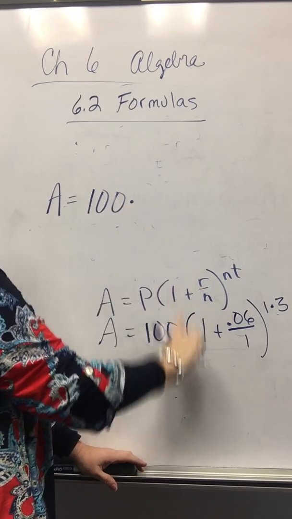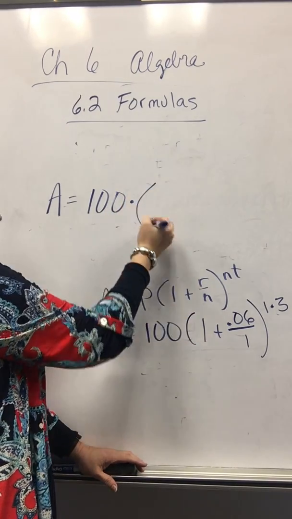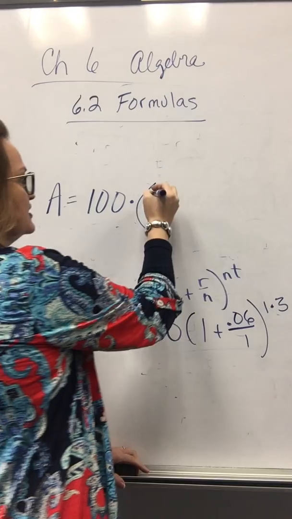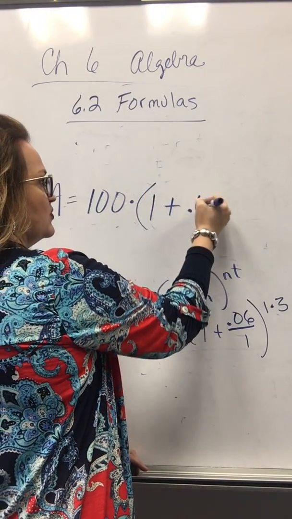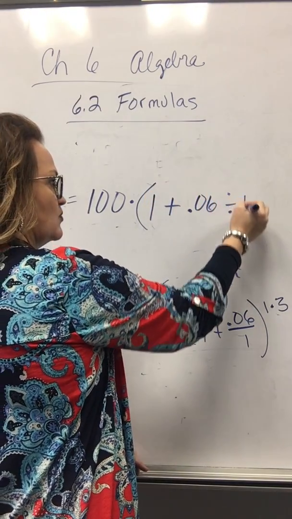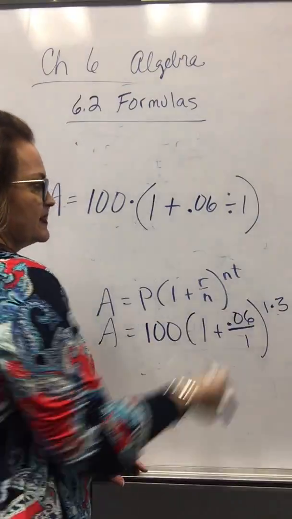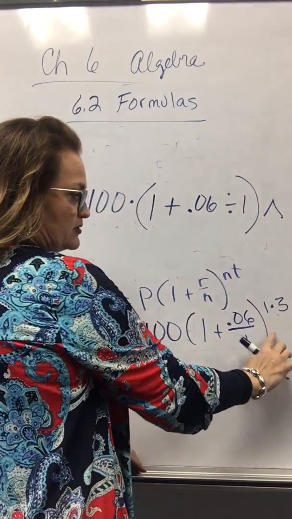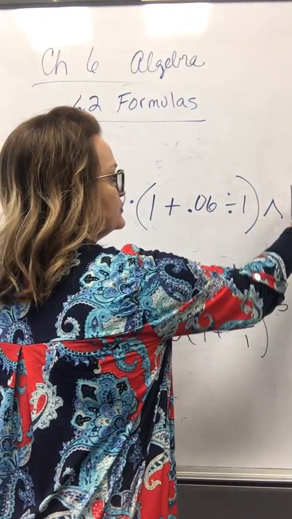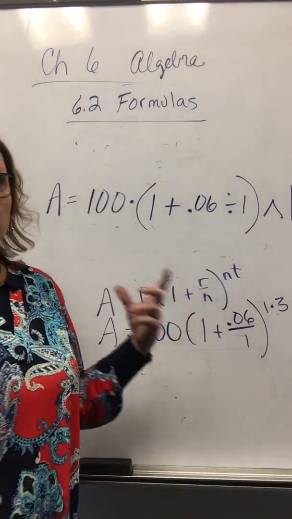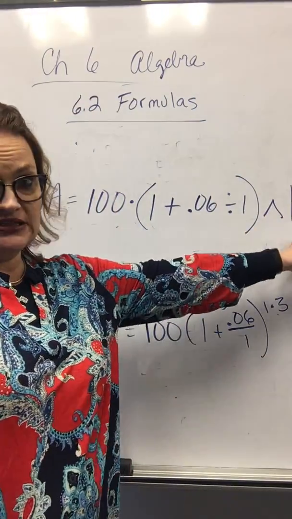Some calculators require you to put the times sign there and some do not, so you have to check yours. Then you do 1 plus 0.06 divided by 1, close your parenthesis. Then we know that means up arrow to do the exponent. Now, right here's where it's important. If you do not put a parenthesis around this 1 times 3, it needs a parenthesis.